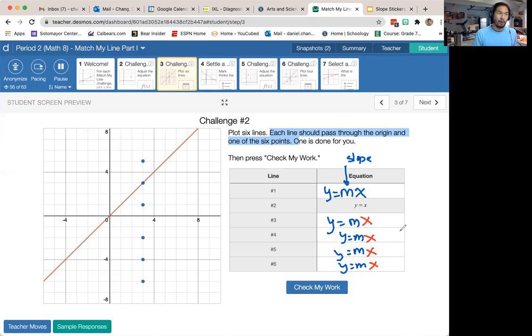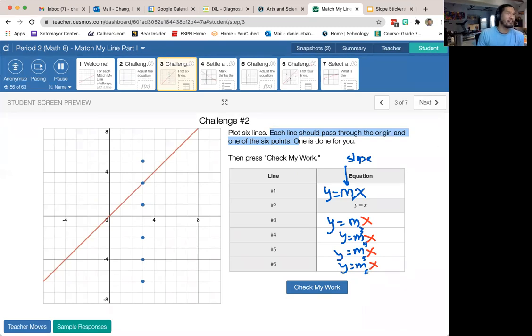All right. And they're all going to be different. So you're going to have different numbers. So I'm going to put a little m1, m2, m3, m4, m5. M is not one number. You're going to have 5 different slopes because you have 5 different lines and 5 different points that you're going to go through. All right, so that is what you should be doing on challenge number 2.